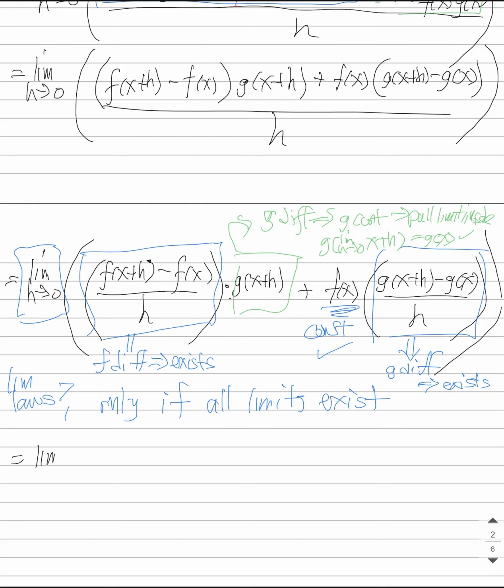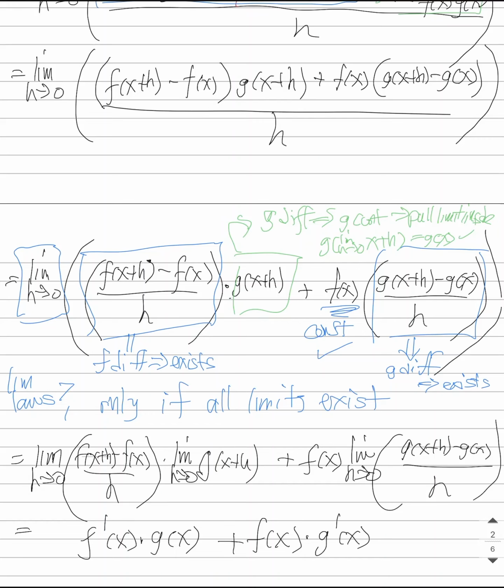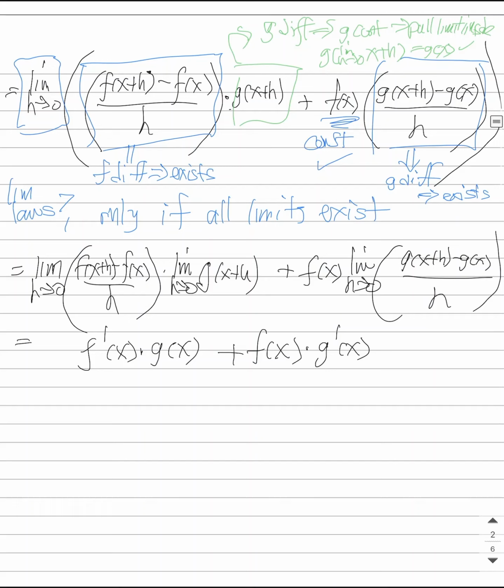And when I apply the limit laws, I will get something that looks kind of messy, but is actually mathematically really nice. Because now I get a nice, wonderful expression in terms of limits that I know exist. And at the end of the day, I end up with f prime of x times g of x plus f of x times g prime of x. So in fact, this is the correct product rule.